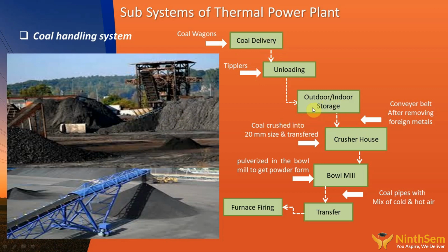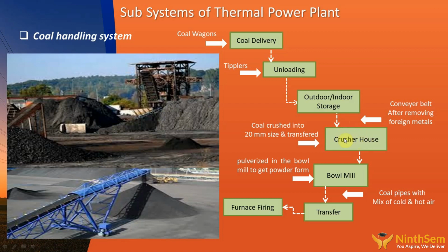Once the coal is stored, it is transported to the coal handling plant through conveyor belt systems, passing through a filtering arrangement where magnetic filters remove any metal or magnetic particles, which get separated from the coal by these magnetic filters. After that, the coal is transported to the crusher house.